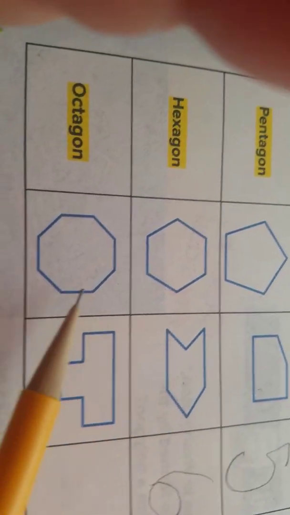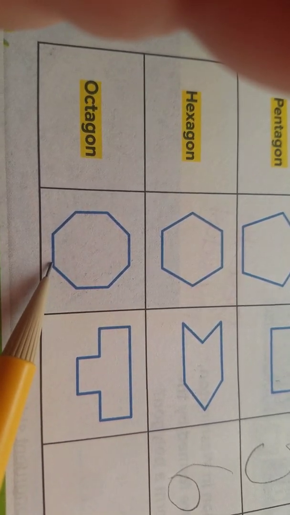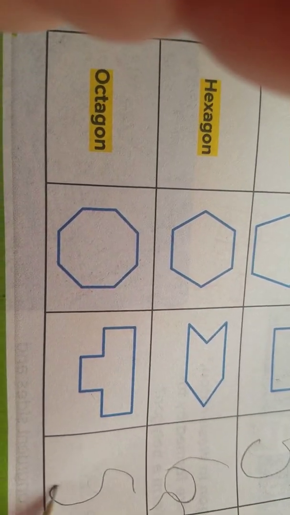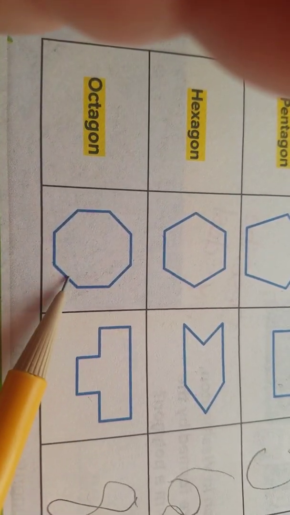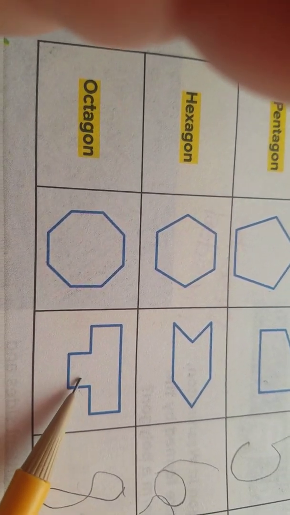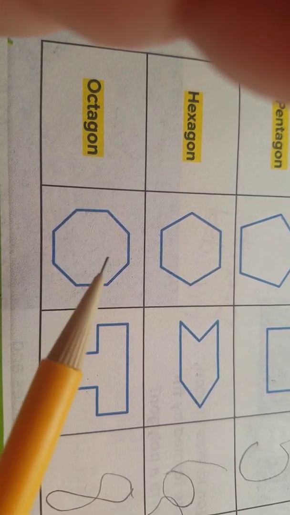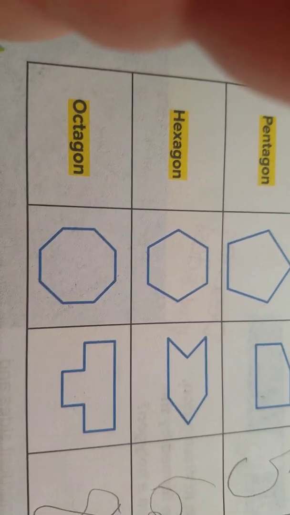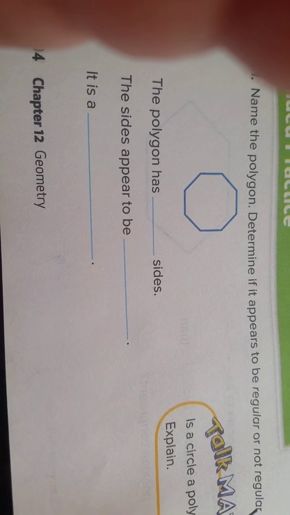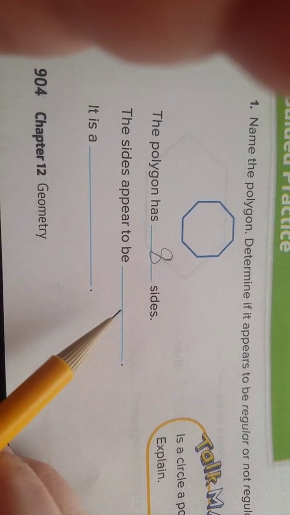And our last one, our octagon, 1, 2, 3, 4, 5, 6, 7, 8 sides. This one has 8 sides. They both have 8 sides. However, the 8 sides here are equal along with the 8 angles, whereas the 8 sides here are not equal. This one is not regular. This one is regular. Let's take a look at number 1. Name the polygon. Determine if it appears to be regular or not regular. This polygon, if you count it, has 8 sides.